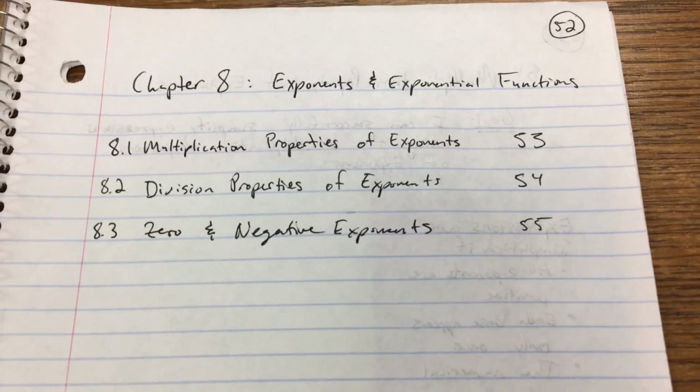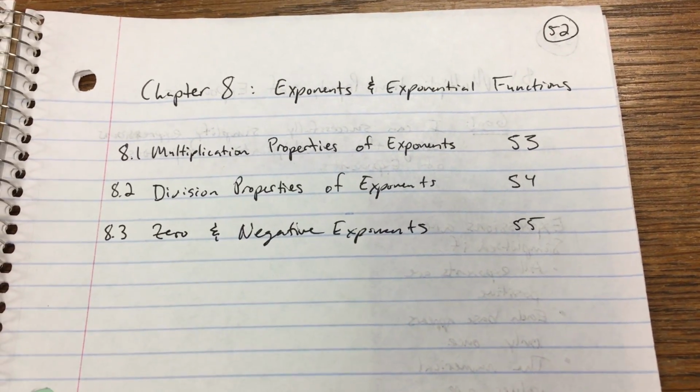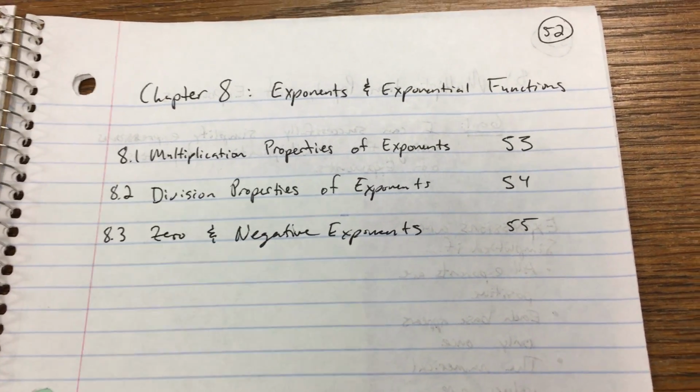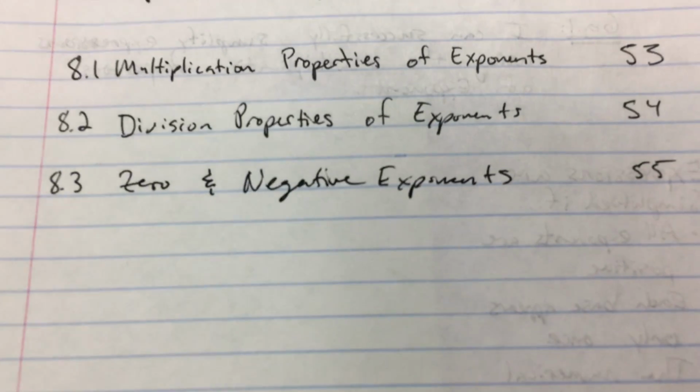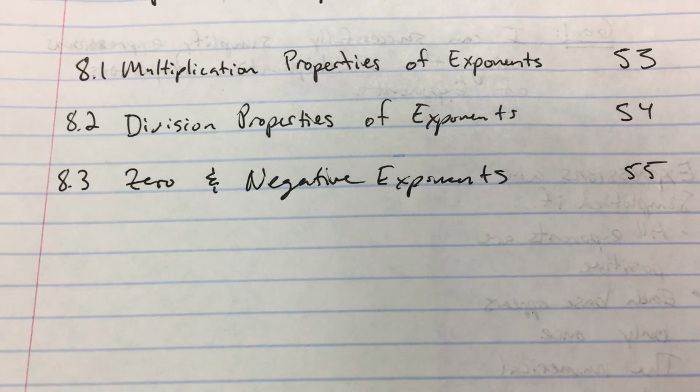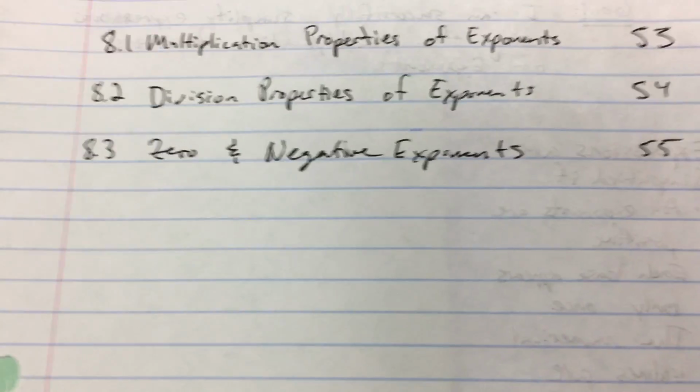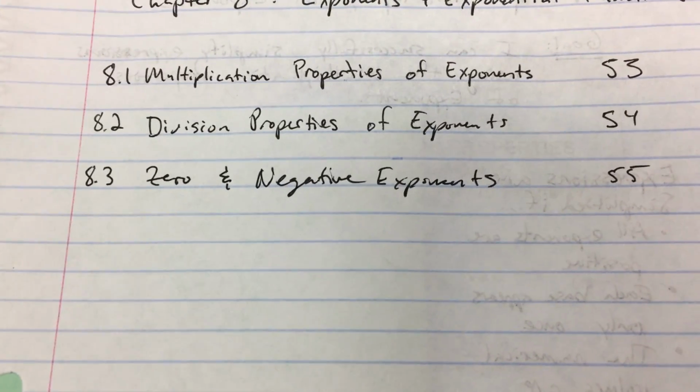We are now at 8.3, zero and negative exponents. You should all have your foldable. We're going to be filling out the table of contents like this, and then we'll be doing the goal. So there's the table of contents, pause as needed, and we're going over to the goal.